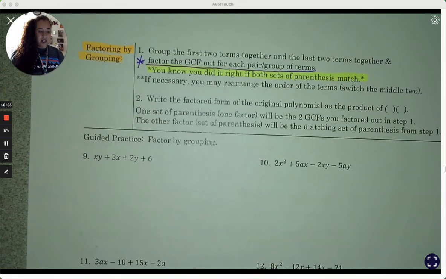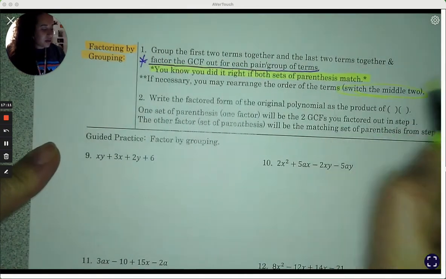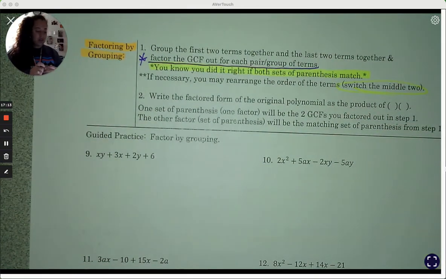Okay, after we do all of this, oh, I did say that we couldn't switch if we don't move them around. If we need to move them around, this is my bad, we only switch the middle 2. Okay, so the middle 2 terms are the only 2 that we would switch.